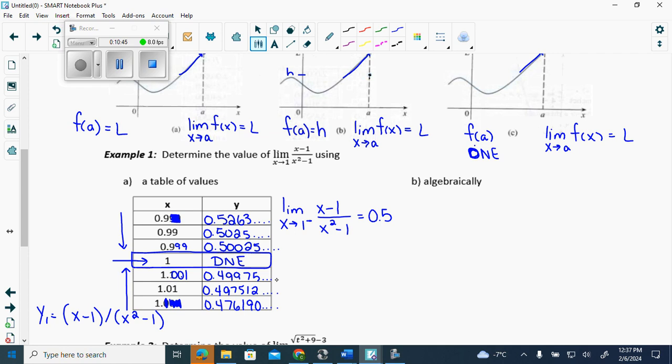The more zeros I add from the right before I put a 1, the closer I am to 1. But I'm still not at 1. I'm just really, really close, so close that you probably can't visualize it. So what's this one getting closer and closer to? 0.5 as well, correct? So now on the right side, the limit as x approaches 1 from the right of x minus 1 over x squared minus 1, I get 0.5.